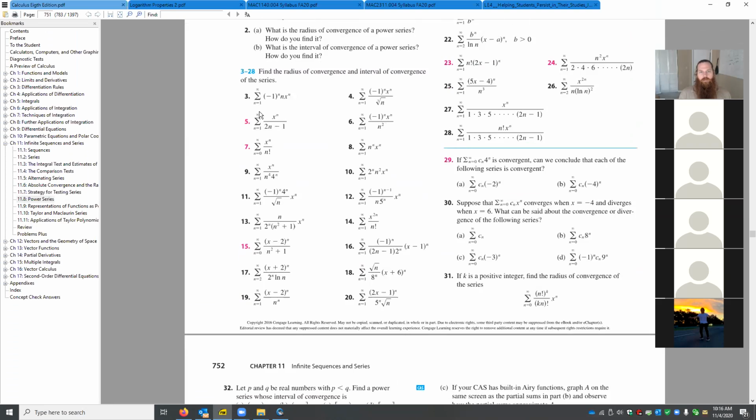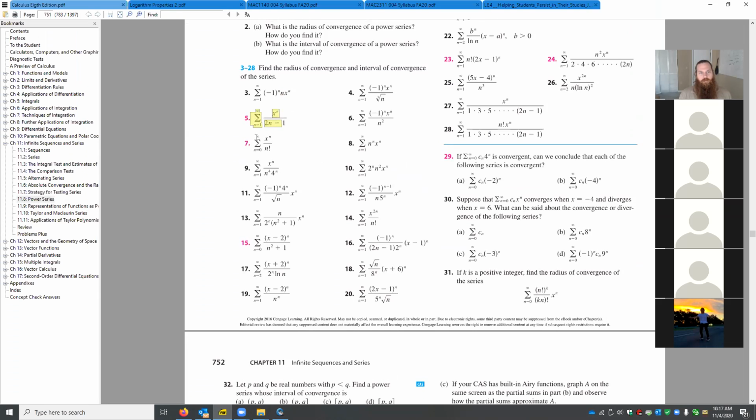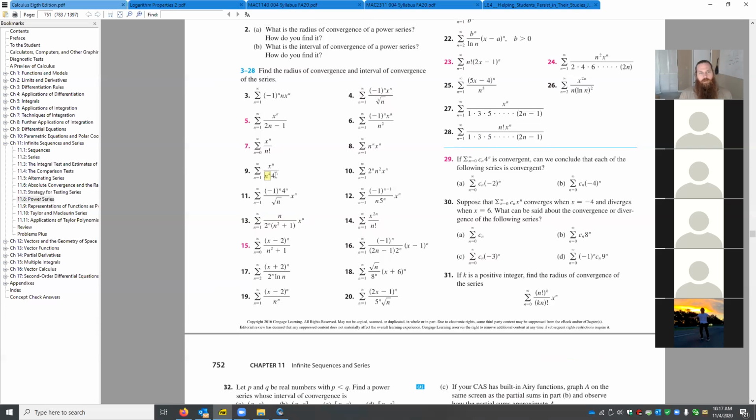All right, let's classify these according to whether or not they are or are not geometric. This is not geometric because of the n here. This is not geometric. This is not geometric. This is not geometric. If it didn't have the n to the 4 downstairs, it would be geometric. X to the n over 4 to the n, that would be geometric. But as it is, it's not. This is not geometric because of the square root n. This is not geometric because of the n over n squared plus 1.